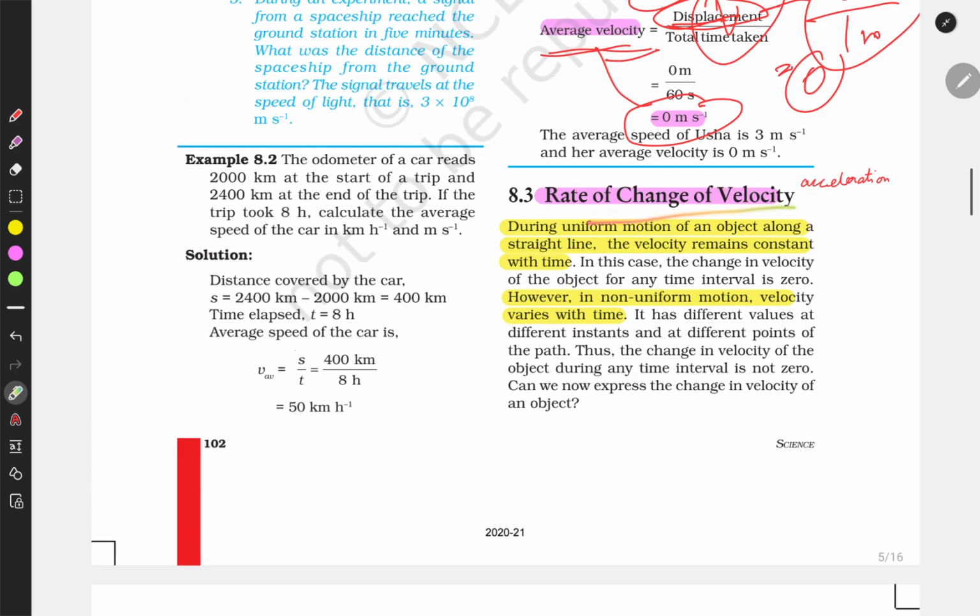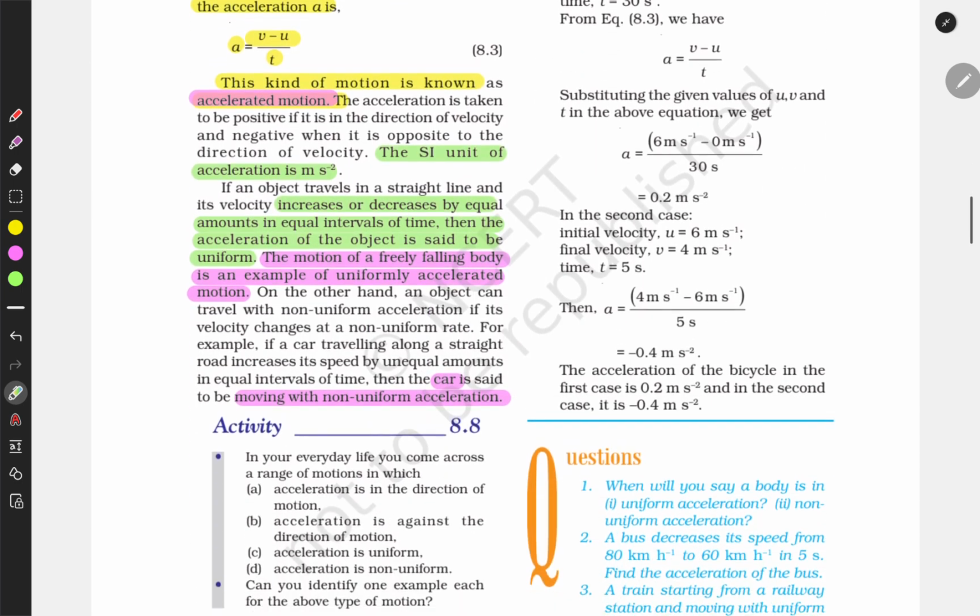Now let's discuss the rate of change of velocity, which is called acceleration. During the uniform motion of an object along a straight line, the velocity remains constant. Suppose something is traveling at 3 km per hour, so its velocity is the same. However, in non-uniform motion, velocity varies. A car always travels in non-uniform motion, so its velocity always varies. Sometimes it will travel 10 km per hour, sometimes 100 km per hour, and anything in between.